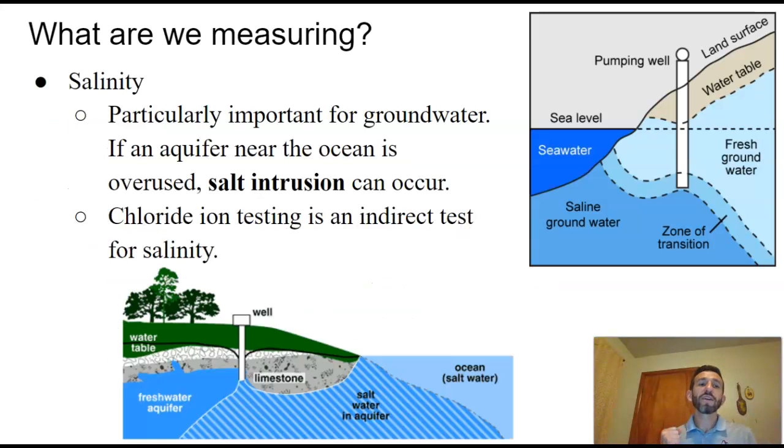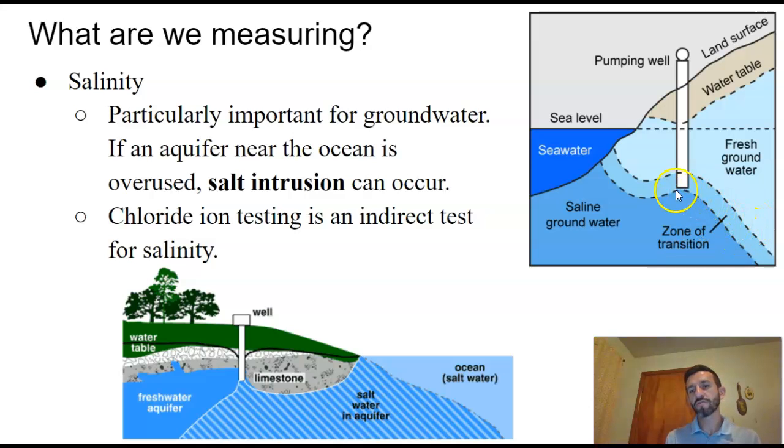All right. We can also measure the salinity of water, so how much salt is in the water. Okay. So this is particularly important for groundwater if an aquifer is near the ocean. Okay, so here is an aquifer near the ocean. So you have the land surface. Water table is just the area underground that's completely saturated with water. And you have fresh groundwater. Of course, you have the ocean, so you're going to have some saline groundwater.